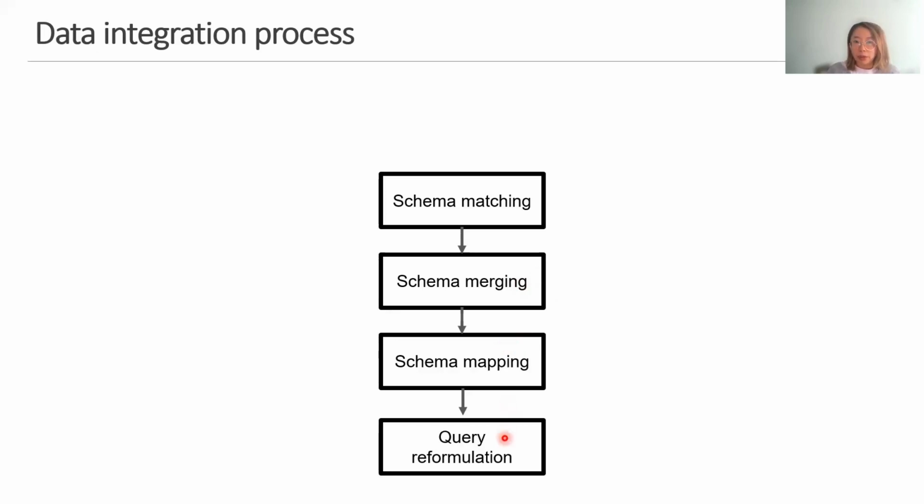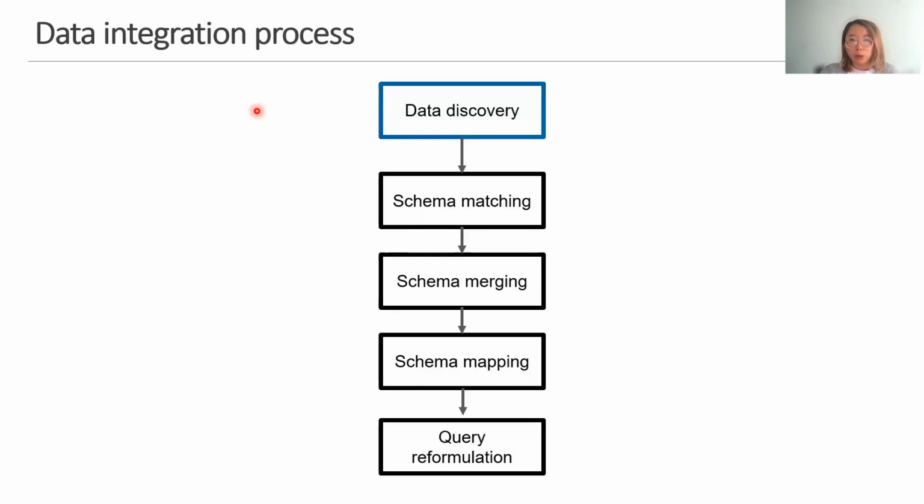Data integration process usually ends with query reformulation. That is to transform the user query from the mediated schema to the source schemas. Now, when we start to talk about data integration in a data lake, we also need to consider data discovery. That is to find the related data sets from a large amount of sources in a data lake.